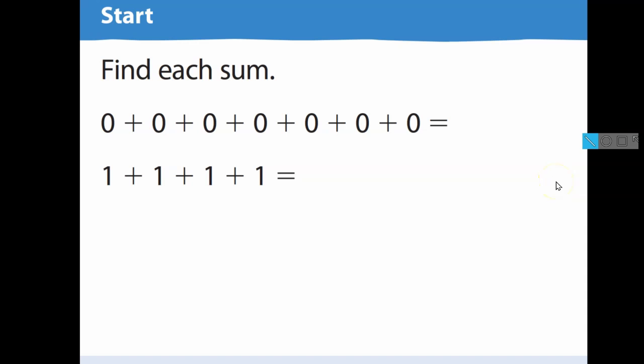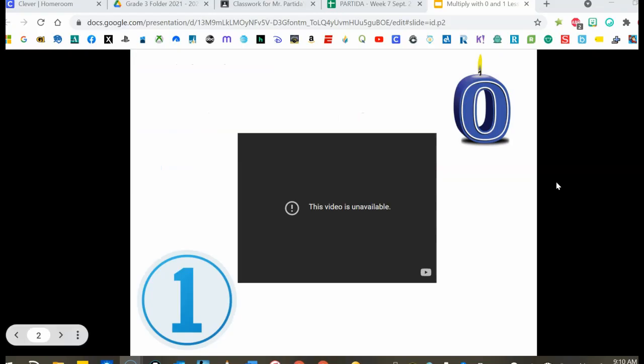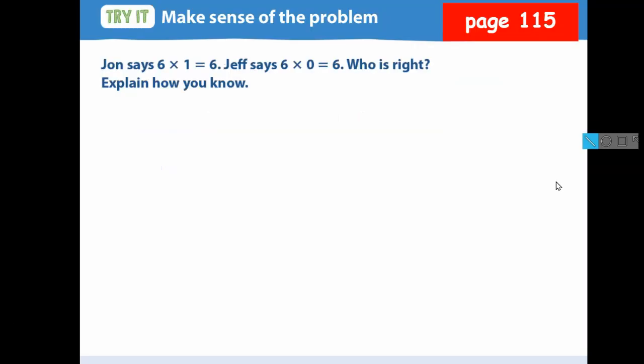We're continuing our math lesson, lesson five. I think this is session three. So go to page 115, and here's the problem. Let's make sense of the problem. It says John says 6 times 1 equals 6. Jeff says 6 times 0 equals 6. Who's correct? John or Jeff? Who's correct?